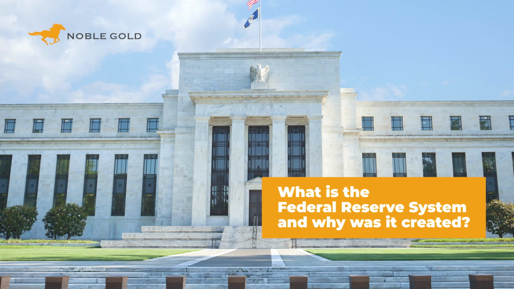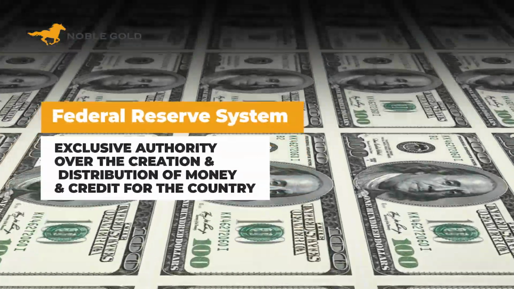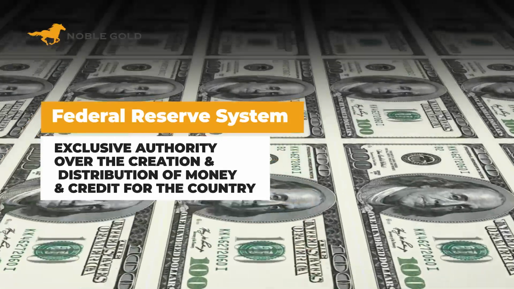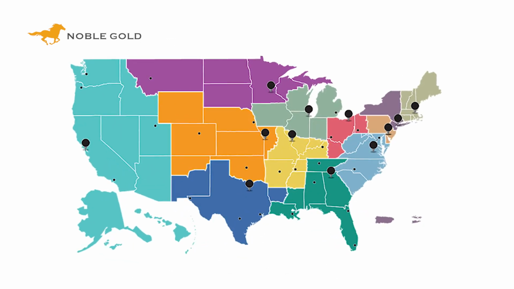What is the Federal Reserve System and why was it created? The Fed has exclusive authority over the creation and distribution of money and credit for the country. The board of the Fed is made up of 7 members. Additionally, there are 12 Federal Reserve banks, each of which is led by a different president. The 12 presidents represent different districts. Each of these banks is in charge of a certain geographic area in the United States. These are Boston, New York, Philadelphia, Cleveland, Richmond, Atlanta, Chicago, St. Louis, Minneapolis, Kansas City, Dallas, and San Francisco.